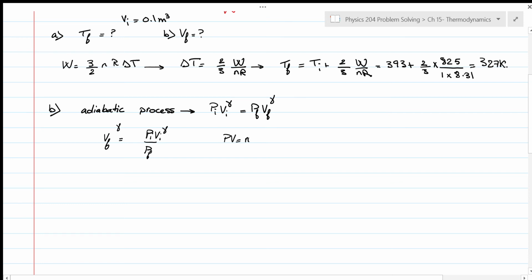We can use the ideal gas law to rearrange the formulas of the pressures and put them in terms of temperature. So for P initial, we can write this as nRT initial over V initial, and for P final, this is nRT final over V final, and we have the power gamma here. So we can see that these terms cancel out, and if we solve this ratio, we will get T initial V final over T final V initial times V initial to the power gamma.